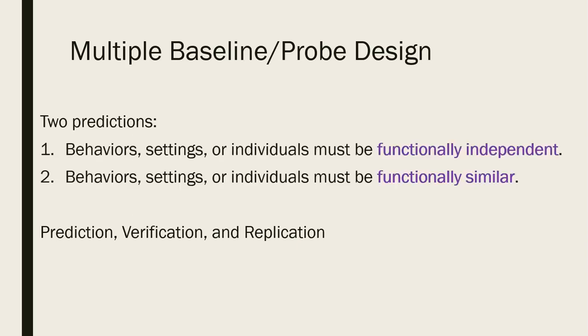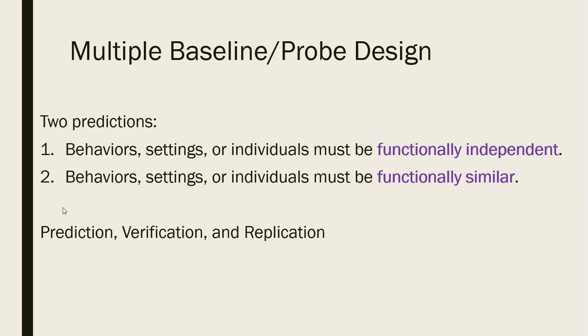We need to consider these 2 predictions when deciding whether each of our tiers are good choices. First, we need to know if the behavior, settings, or individuals are functionally independent. This means that implementing the intervention on one behavior, setting, or individual wouldn't automatically impact the other two tiers.